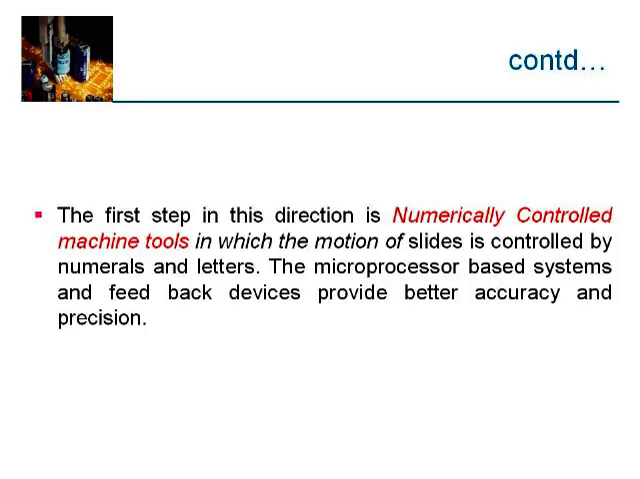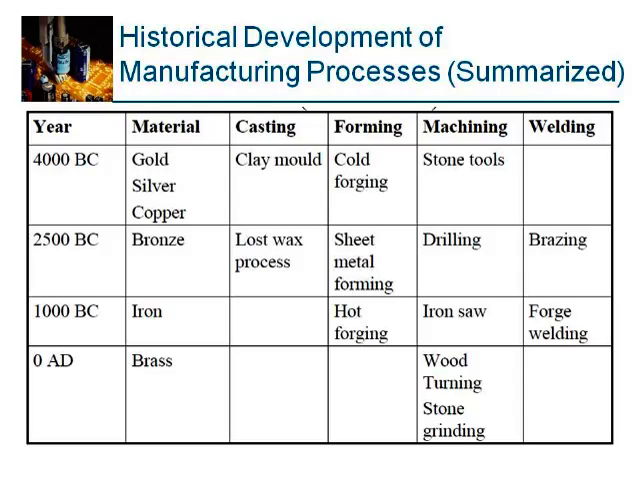In this slide, you can see the historical developments of manufacturing processes, summarized as below. 1400 BC, the materials were gold, silver, and copper, and the casting method used was clay mold casting, and cold forging was also adopted for manufacturing jewelry with these materials, and machining was done with stone tools. 2500 BC, only brazing and welding was done, and you can read the other developmental processes as listed in this table.